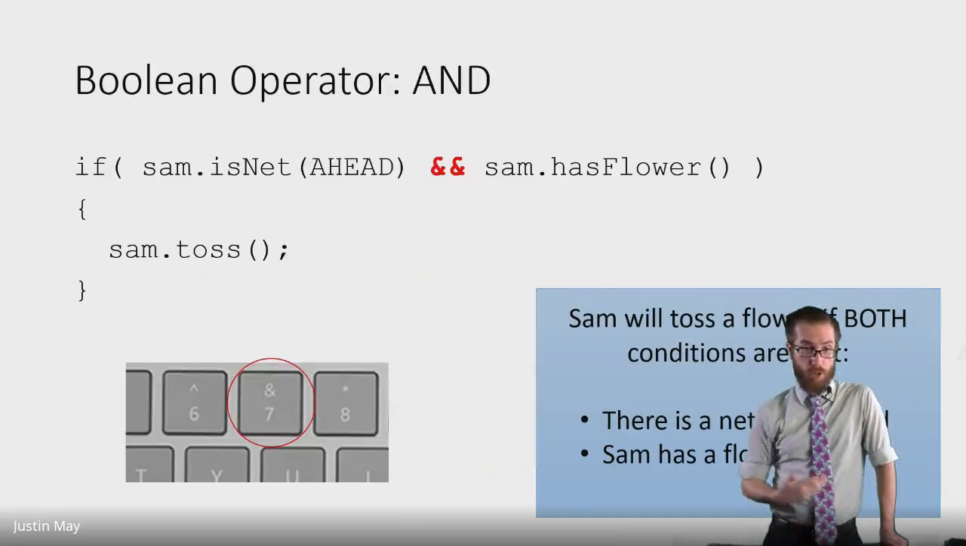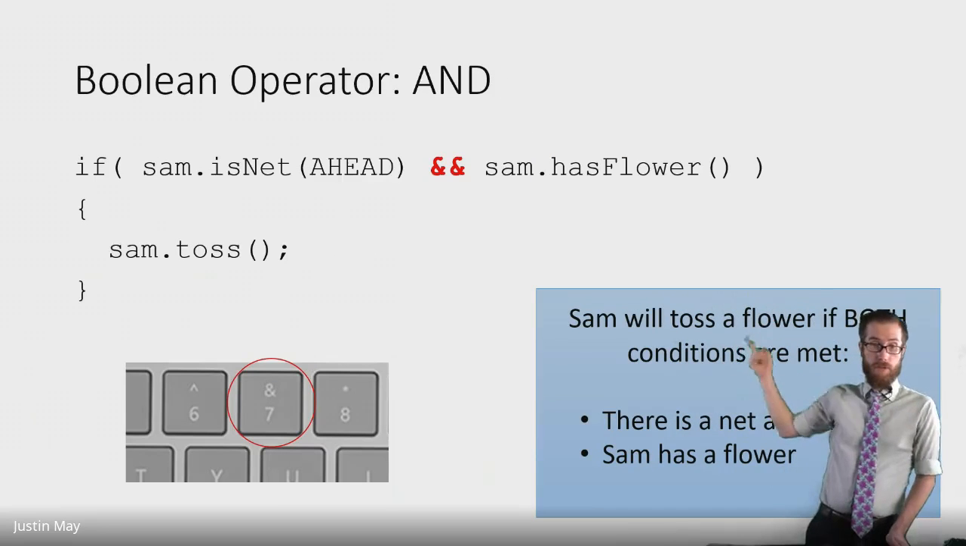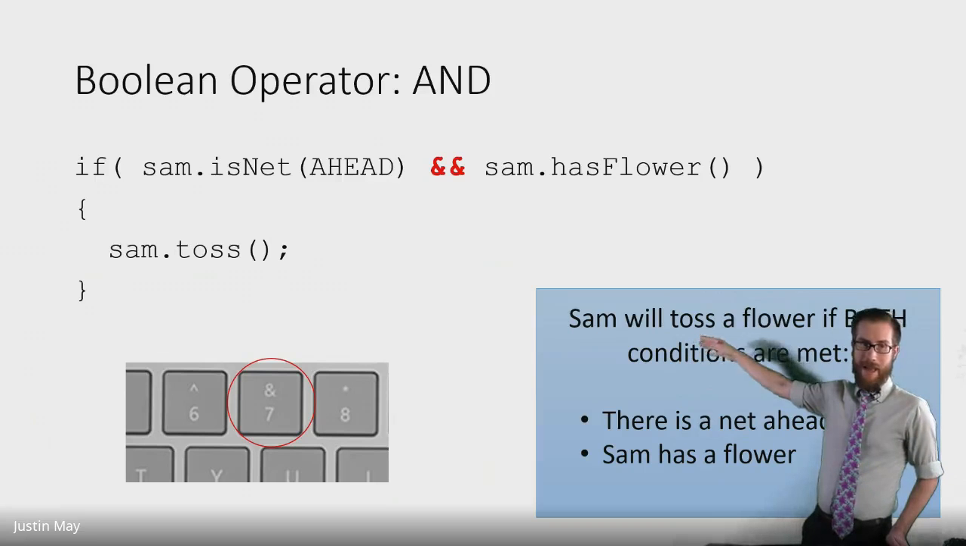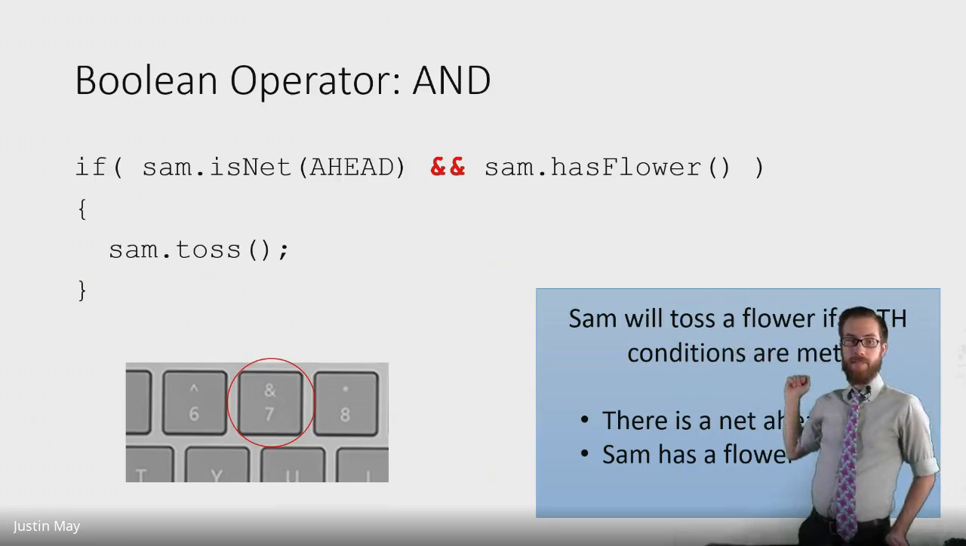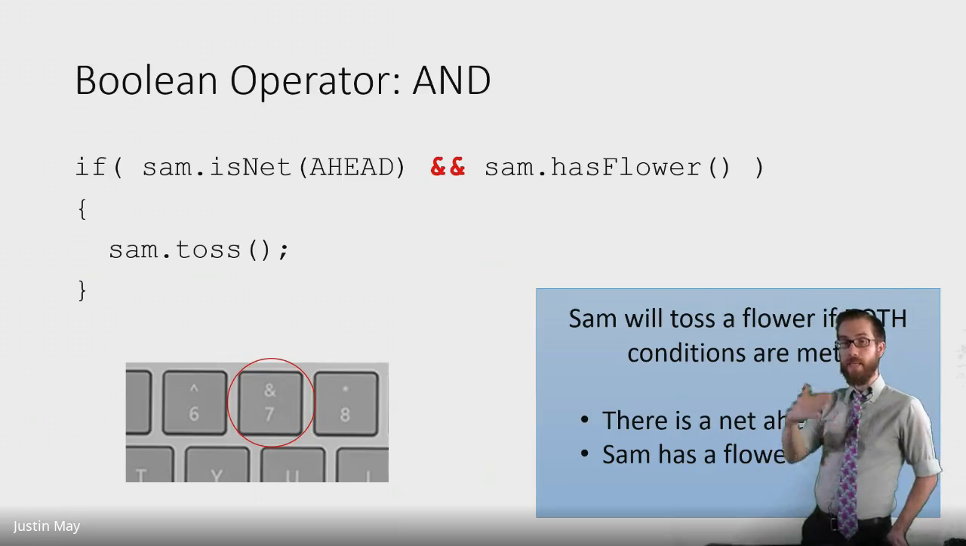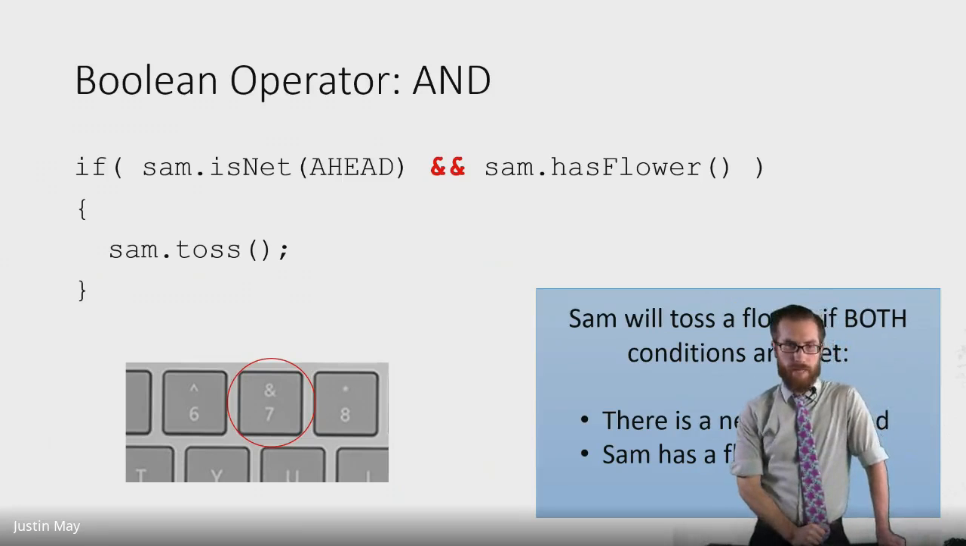But you can also do that with the and symbol. So this does the same thing. If Sam dot is not ahead and Sam dot has flower, then Sam will toss. So this is effectively the same as nesting two if statements with a little less typing.